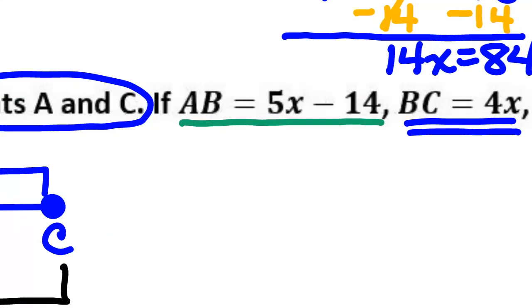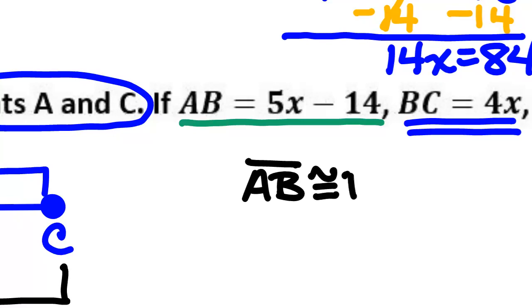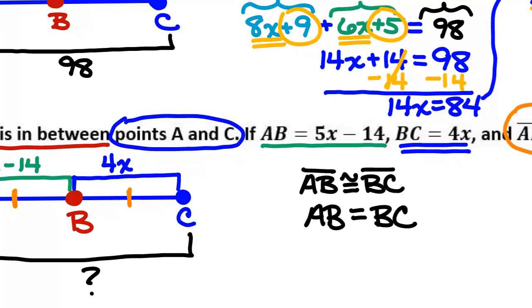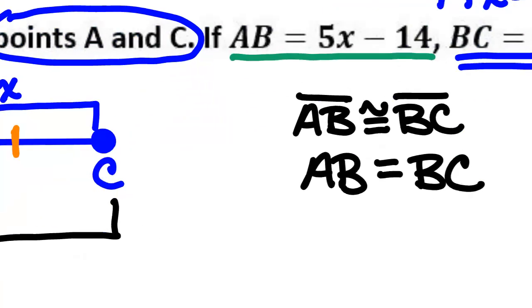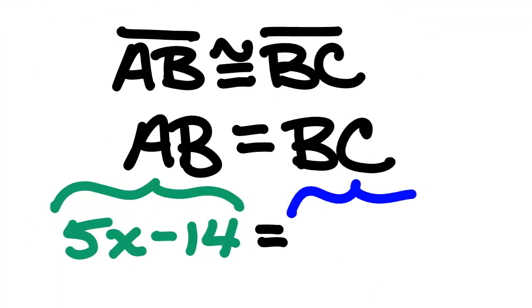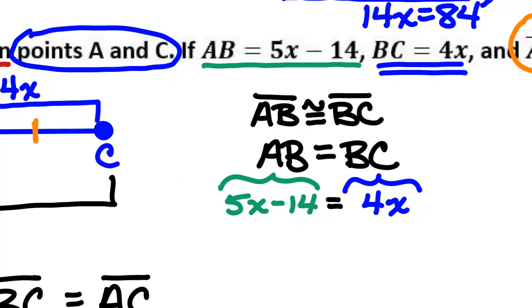Set them equal. AB is congruent to BC. So the measurement of AB equals the measurement of BC. No line over the top means the measurement. What do I put in the place of the measurement of AB? 5x minus 14. And I set that equal to, what do we put in the place of BC? 4x. Now we need to solve this for x.